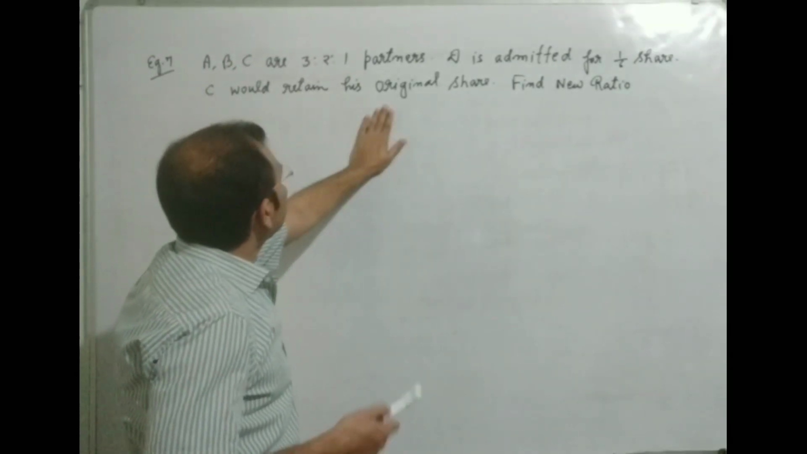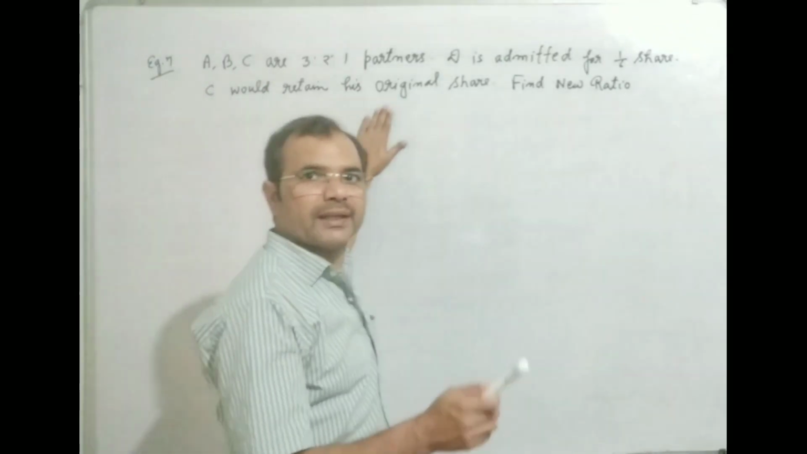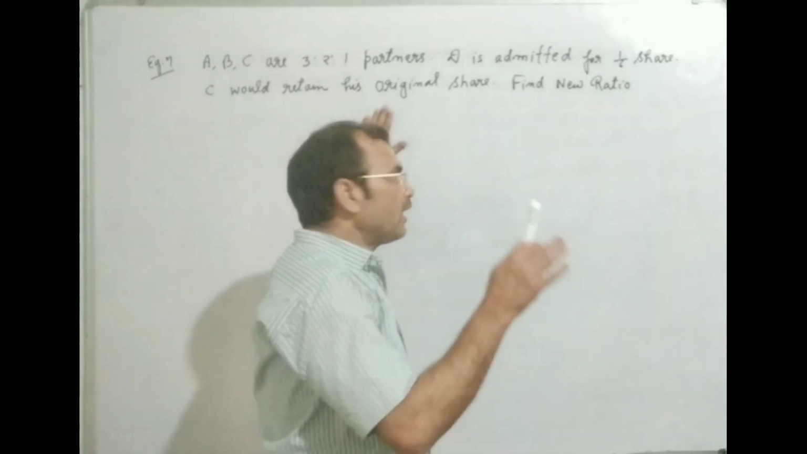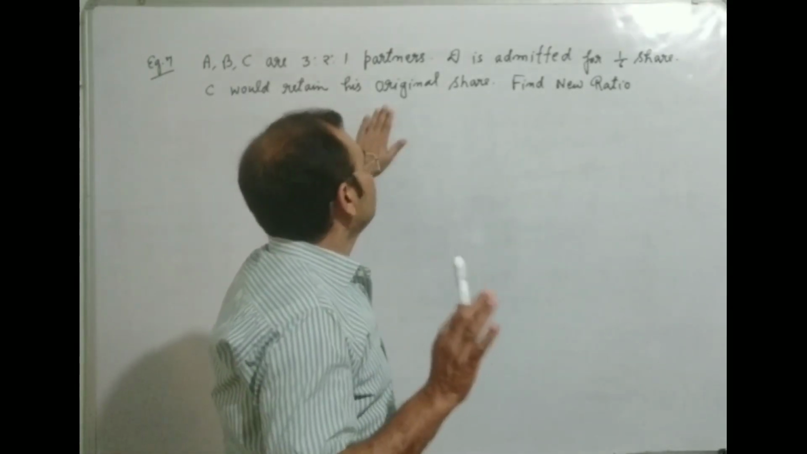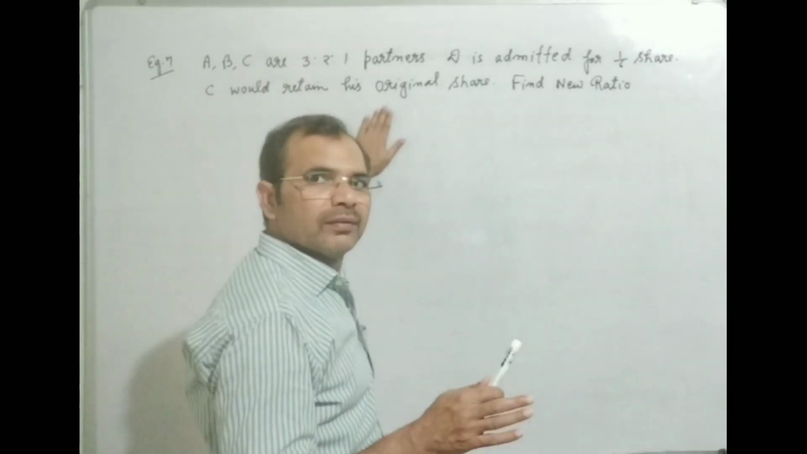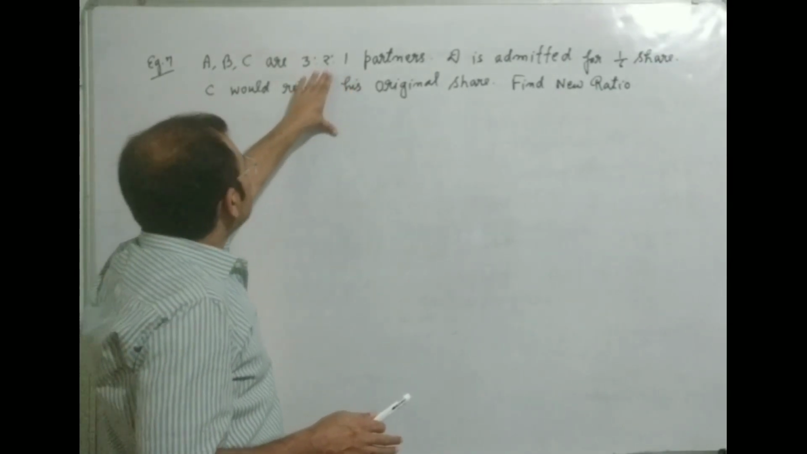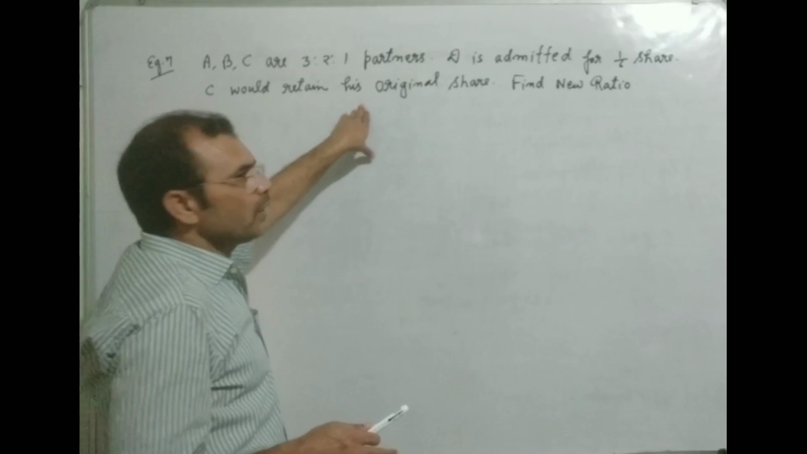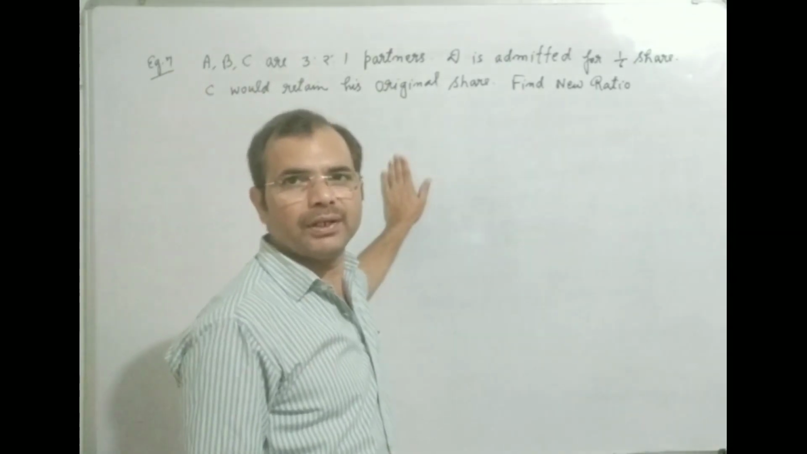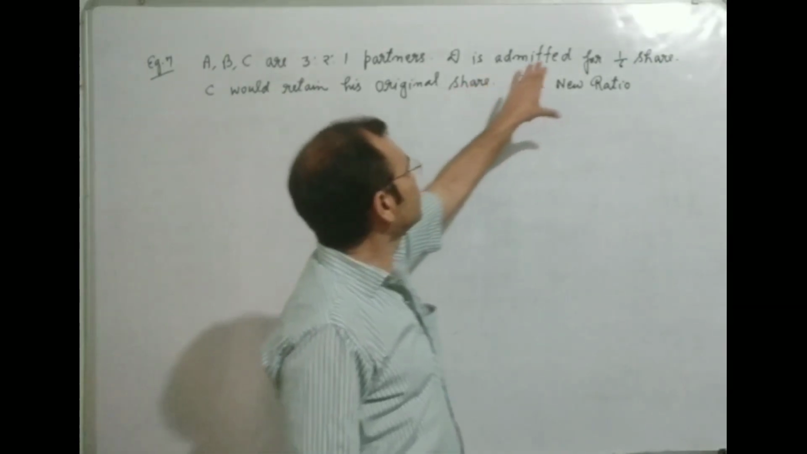C is saying that he is not going to sacrifice any part for D. It means C's share will not be affected on the addition of D. Okay, this is the problem.